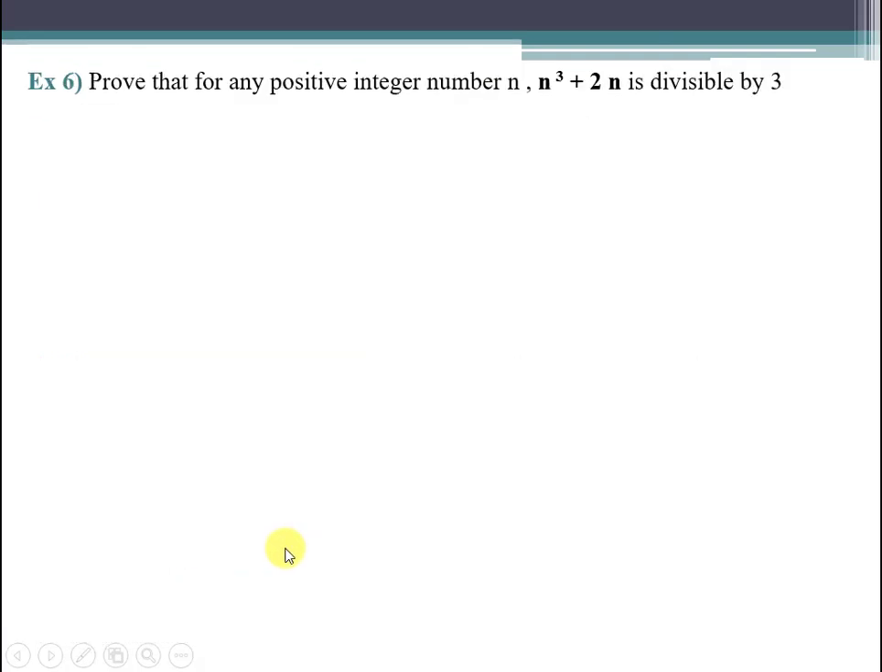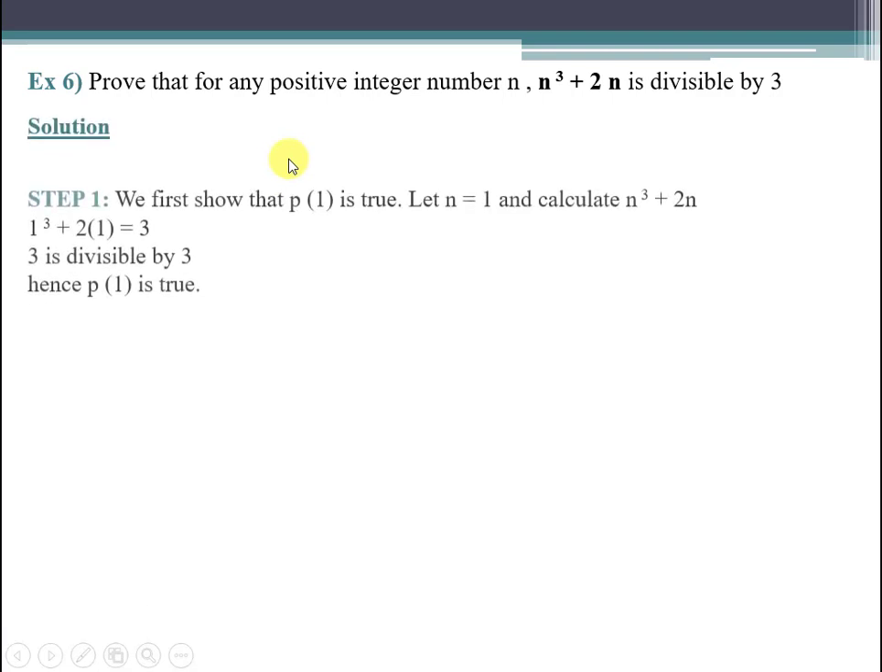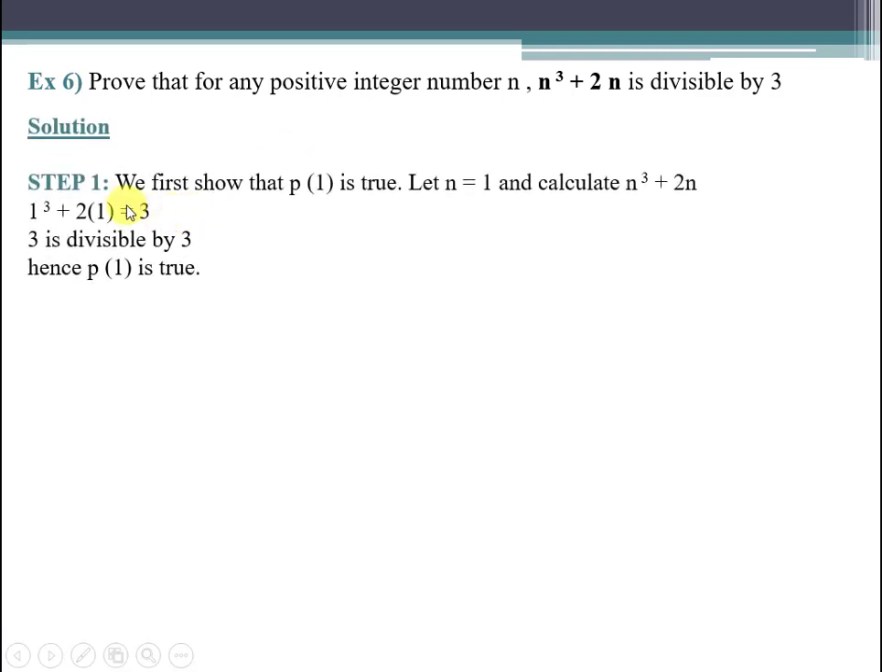Exercise number 6. Prove that for any positive integer n, n cubed plus 2n is divisible by 3. So how do we prove it? Again, let's take the first step. First, we show that P1 is true.